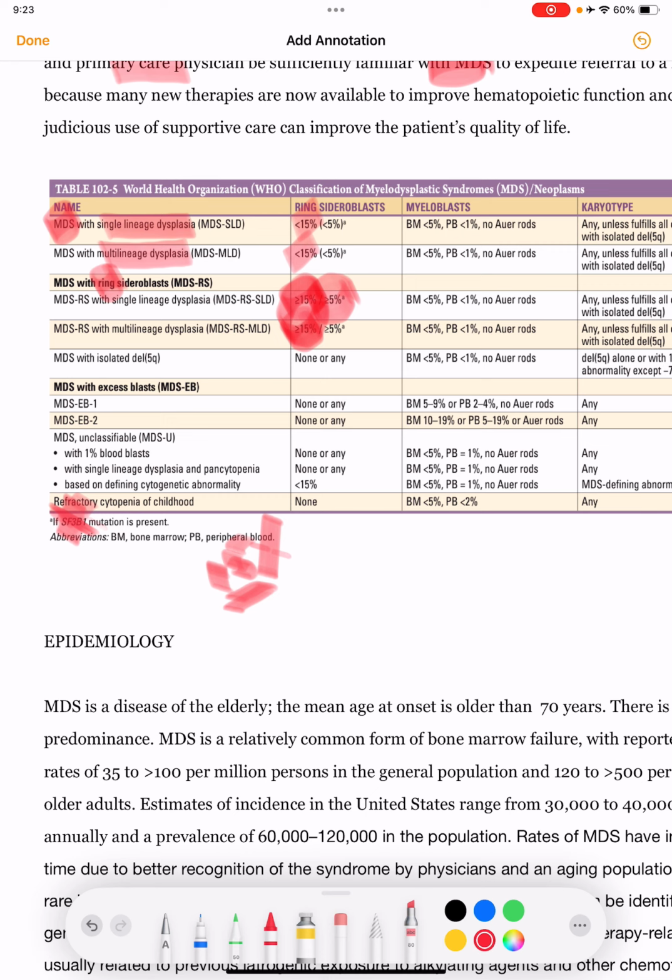In all these cases, only ringed sideroblasts are there. Myeloblasts in the bone marrow should be less than 5% and less than 1% in the peripheral blood. For excess blasts 1 and 2, excess blast 1 means 5 to 9%. Excess blast 2 is 10 to 19%. So the excess blast will be 5 to 19%.